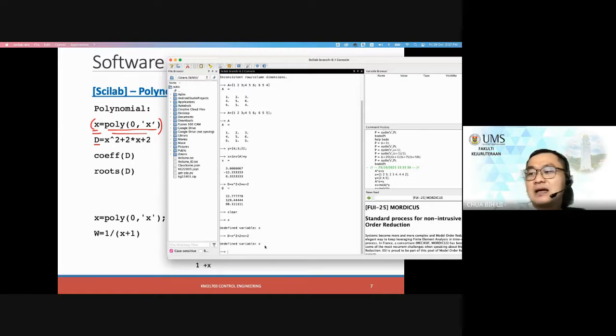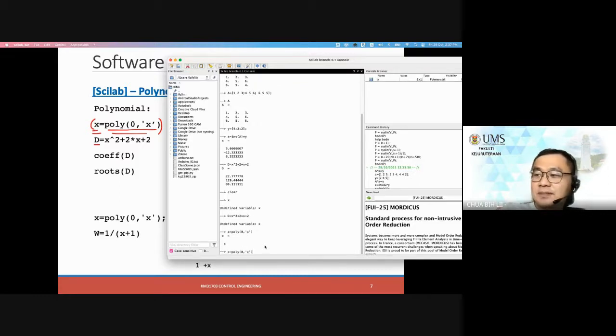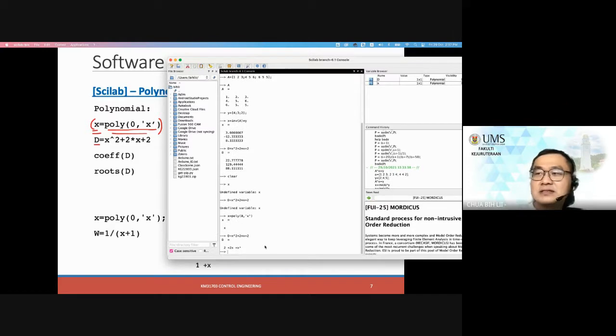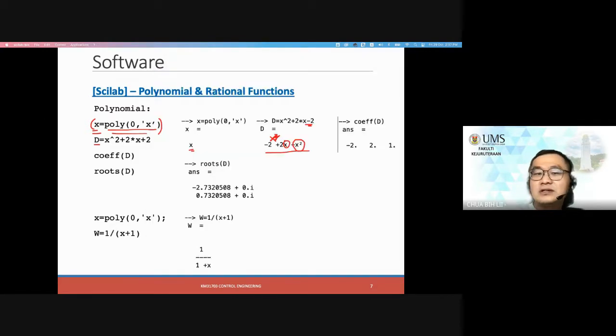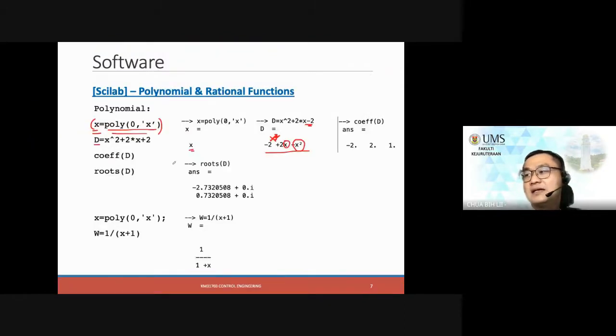Unless initially you say that x equals poly 0 and it is x. Now if you apply the same equations, it will accept. Accordingly, you can also find the coefficients of d. You only need the numbers, which we call the coefficients of d.